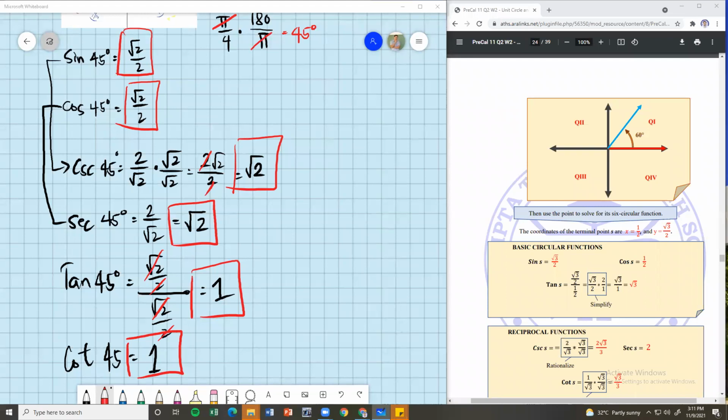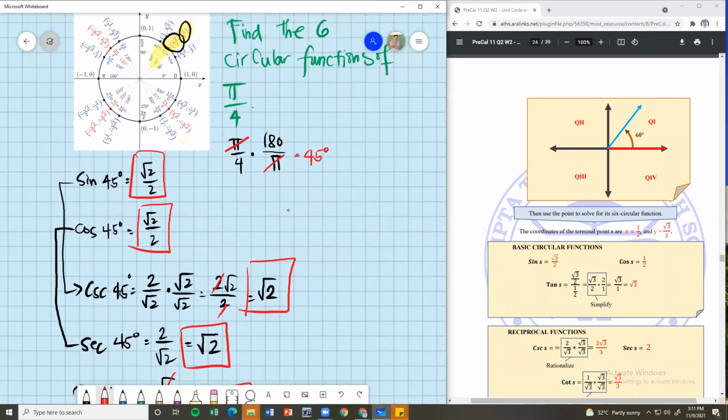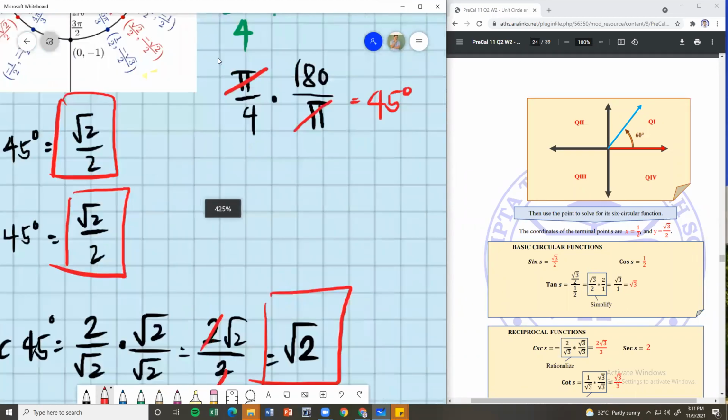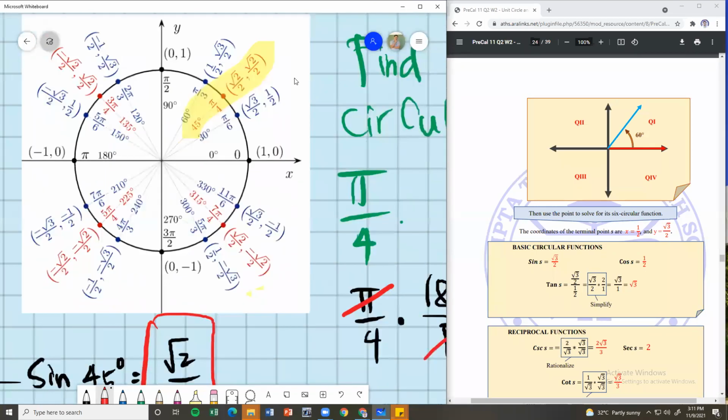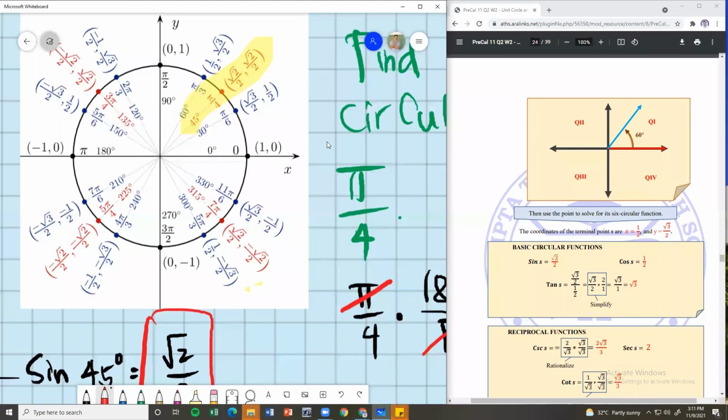Sir, di po ba baliktad yung cosine nyo? Let me see. Where is our cosine? Cosine is 45. The square root of 2 over 2. Bakit baliktad si cosine square root of 2 over 2? Nakabaliktad ba yung cosine ko? Is it? There's our cosine. Baliktad ba? Let's make it bigger. There. Oh, ayun no, hindi naman siya. It's square root of 2 over 2 pa rin.